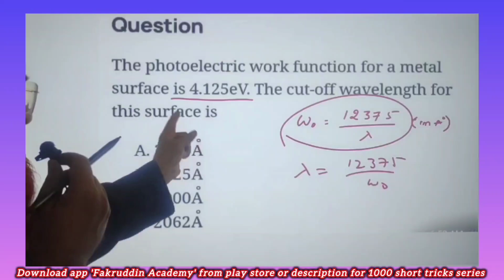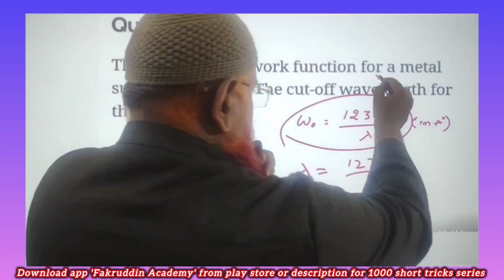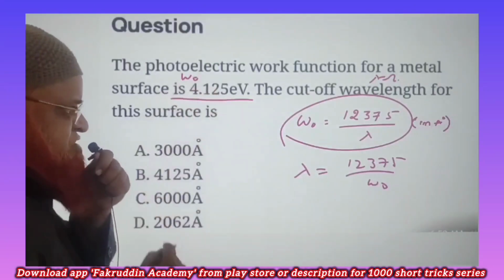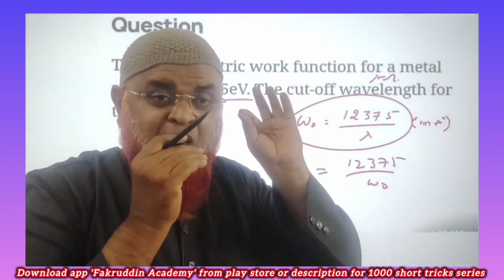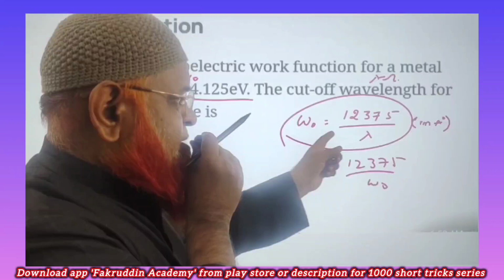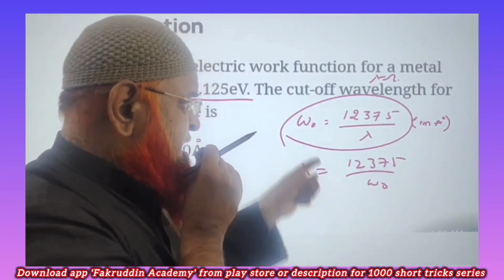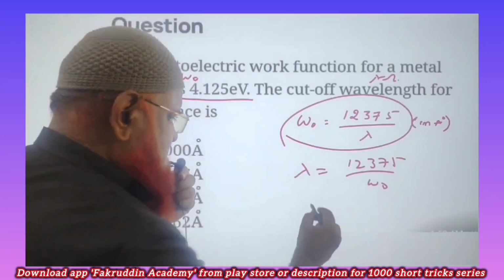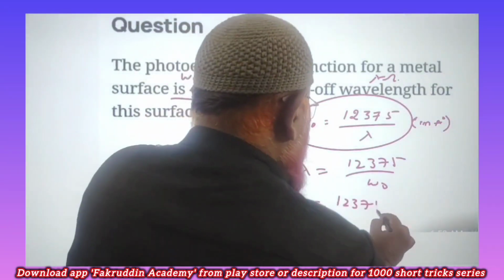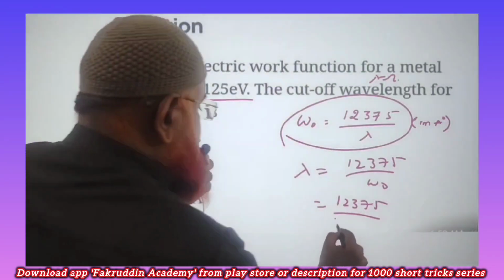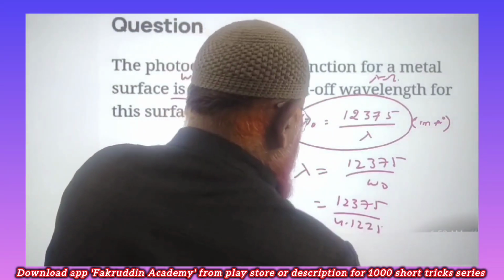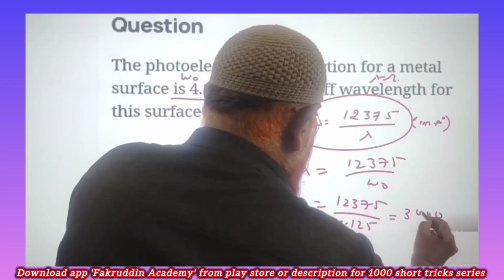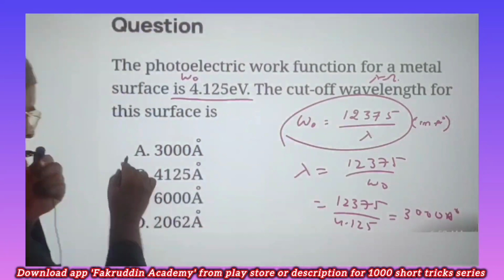He's asking us to find out the wavelength, and he has given the work function W0 here. There is a simple shortcut formula present in almost all the competitive exam books. W0 is equal to 12375 by lambda. Lambda is nothing but 12375 by W0. Enough. You can do this problem in just a single step. That is 12375 divided by W0, that is 4.125. Okay. So 4.125 gives you exactly 3000 Angstroms. And your answer is already there.